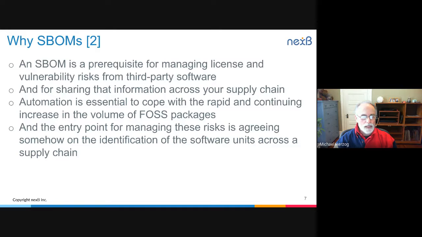So you should think of the SBOM as an entry point for managing the risks because it helps you identify what I'm calling a software unit. People use words like package, component, and so on, but it's just some unit of software across the supply chain. The first thing is agreeing on its identity before you can start thinking about other attributes like the license or possible vulnerabilities or possible quality issues or other issues that you want to discuss with your supplier and share with your customers.